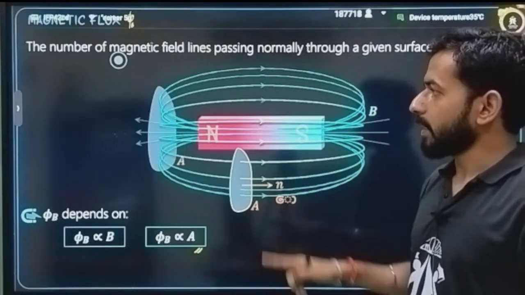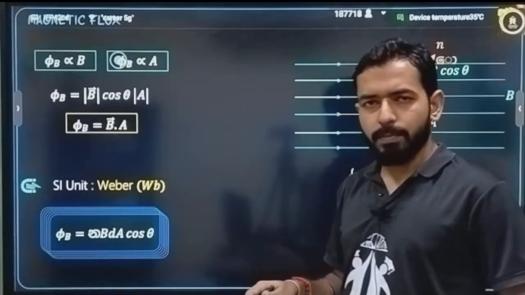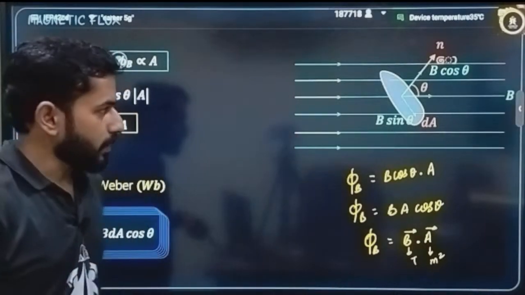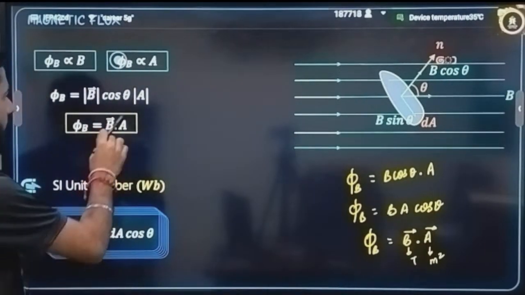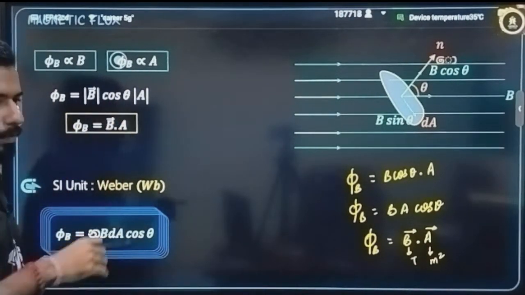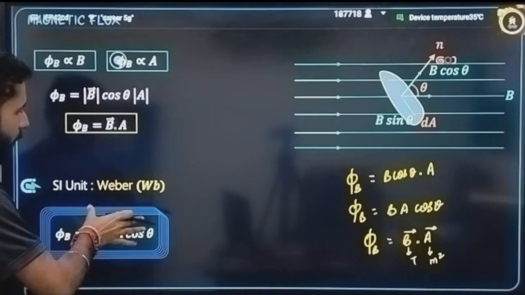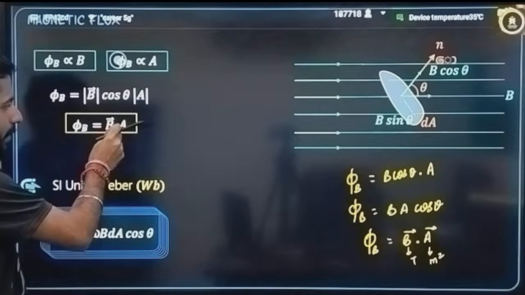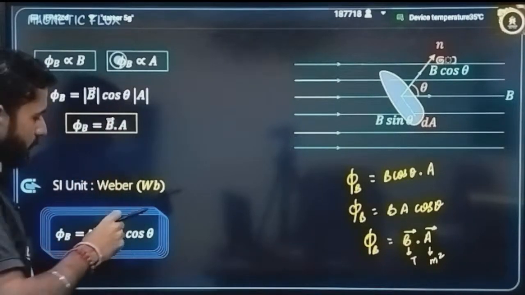Because without flux we cannot understand Faraday's law. This complete chapter is going to use Faraday's law. So see here what is written. B dot A is nothing but B A cos theta, and the SI unit we define for flux is the Weber. Weber is what? Magnetic field is Tesla, so Tesla meter square is called a Weber.